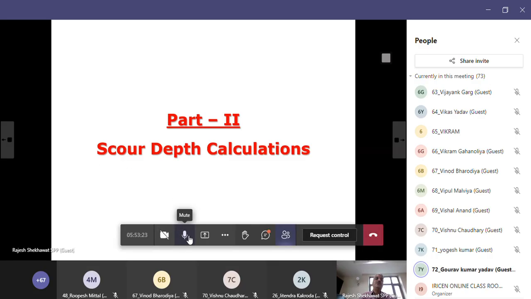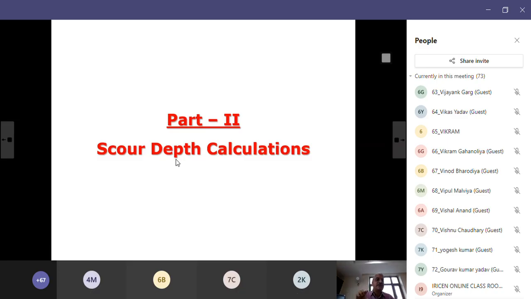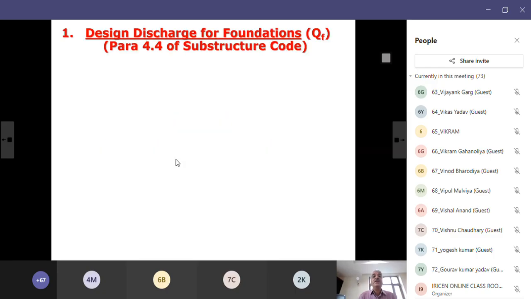Okay. Yes, sir. Now we go to scour depth. Now we have decided the horizontal dimension of the bridge. Now vertically, scour depth, and based on scour depth, where we should rest our foundation. Open foundation, well, pile. Where should we rest it?